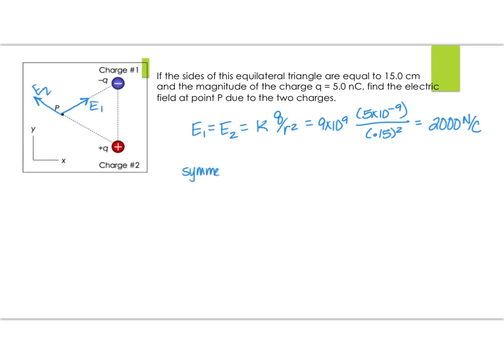Because of symmetry, E total X is 0, so E total is in the Y direction. E total Y is equal to E1Y plus E2Y, but that could also be written as 2 E1Y because they will have the same Y component.